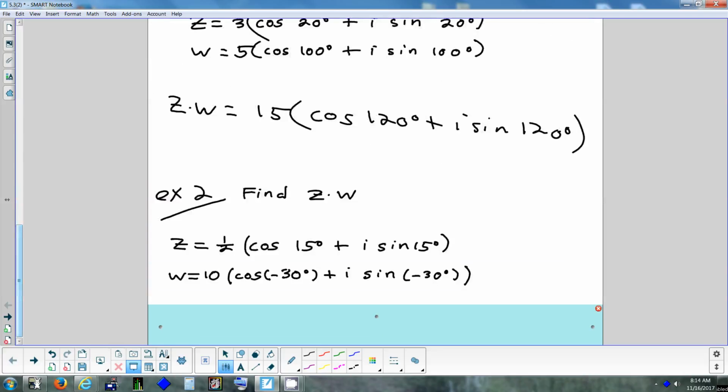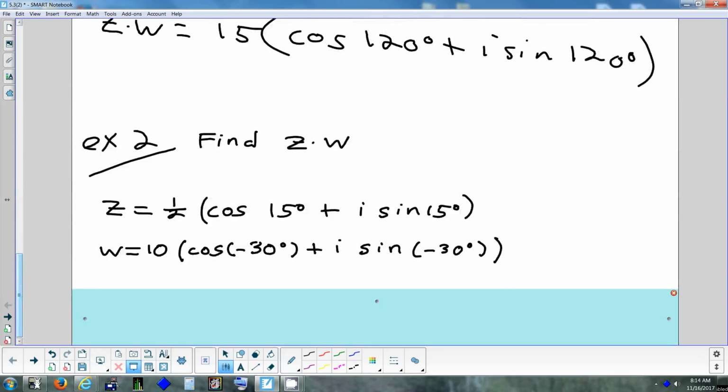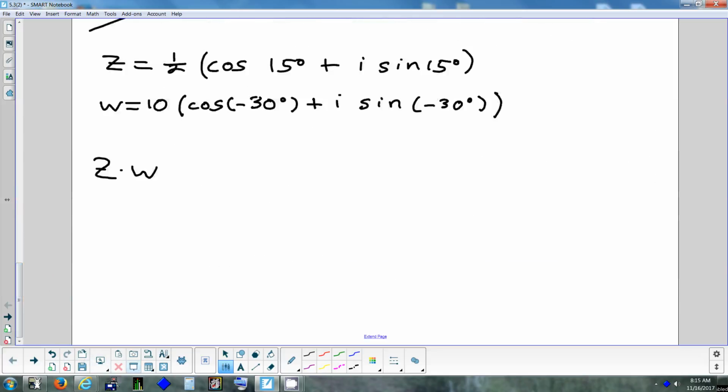All right, so the second one, Z is 1/2 cosine 15 plus i sine 15. And W is 10 cosine negative 30 plus i sine negative 30. And I want to find Z times W. So Eric, when I multiply Z and W, what would my radius be on the final answer? 5. Yep. 1/2 times 10 gives me 5. And Molly, if I add my angles, what do I get? Negative 15. Yep, negative 15.